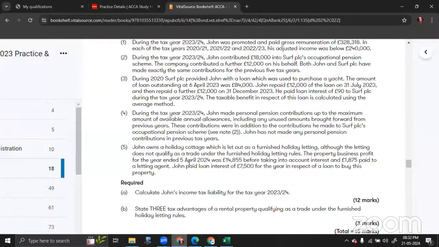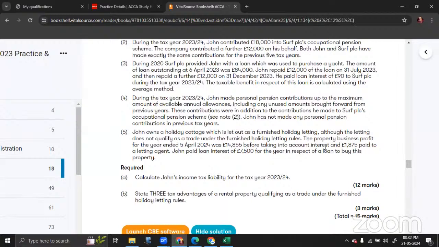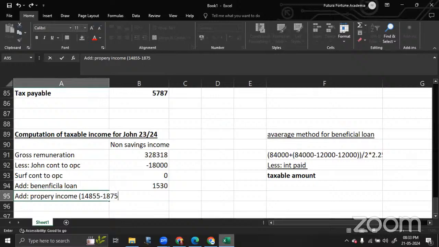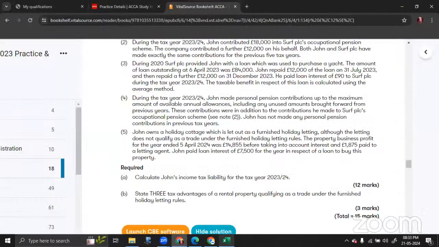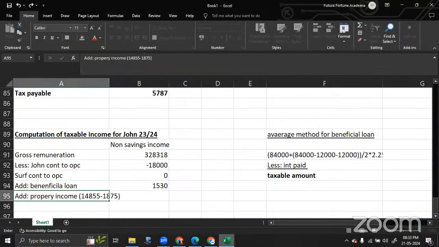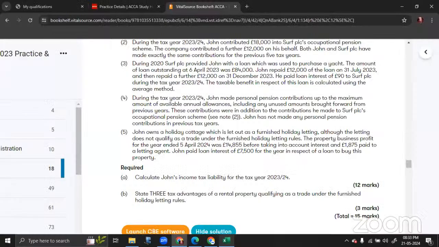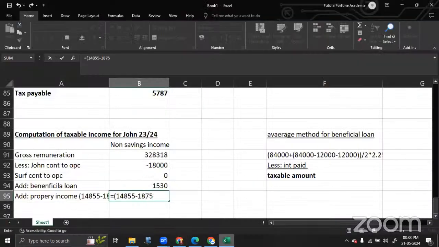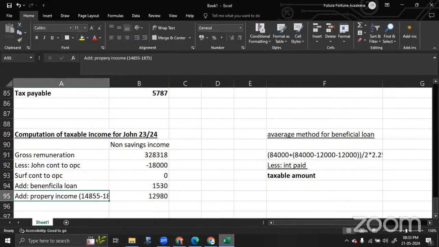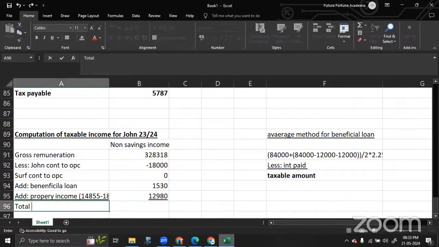Minus the letting agent fees, which is 1875. Now, if it was an FHL, the interest paid of 7,500 can be deducted, but it is not an FHL, so you cannot deduct 7,500. So 14,855 minus 1875. That is your total general income.